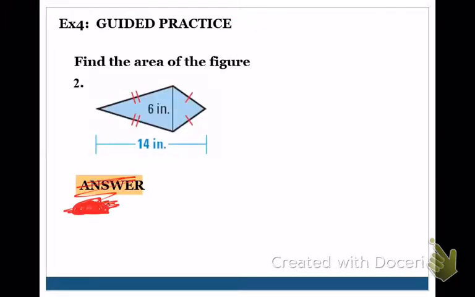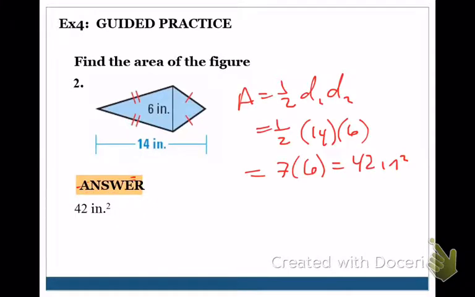Now, the answer for number 2 is already given here, so hopefully you didn't see it. I'll cover it up here. Try to find the area of this kite really quickly, and then I'll show you the answer in just a moment. Okay, did you get 42 inches squared? This is 1/2 times the diagonals, where 14 and 6 represent those diagonals. So again, we're just directly plugging it into the formula here and multiplying out.